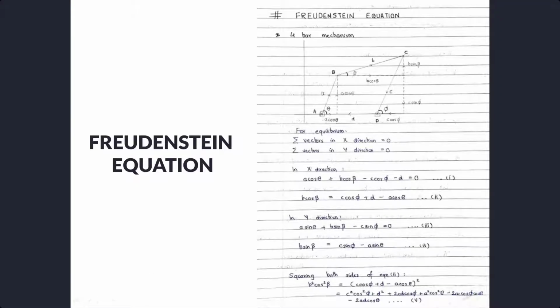In the analytical method, we verify the results obtained from the graphical ones by using the Freudenstein's equation. Following is a derivation of the Freudenstein's equation, wherein we assume an auxiliary 4-bar chain and derive the equation. As shown, the lengths of the links are A, B, C and D. For equilibrium, the summation of vectors in the x direction is 0, and so is the summation of vectors in the y direction.